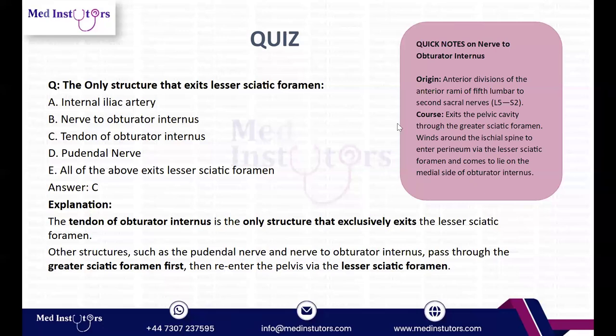Since we have discussed the pudendal nerve, now let's discuss the nerve to obturator internus. It originates from the anterior division of the fifth lumbar to second sacral nerve. The root value is L5 to S2. Its course exits the pelvic cavity through the greater sciatic foramen, winds around the ischial spine to enter the perineum via the lesser sciatic foramen, and comes to lie on the medial side of the obturator internus.